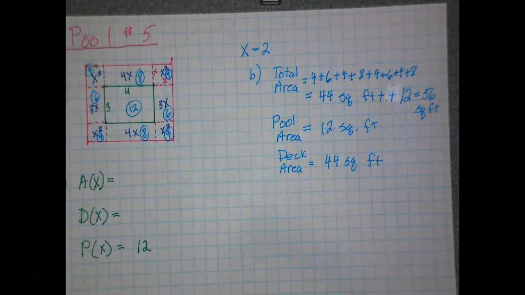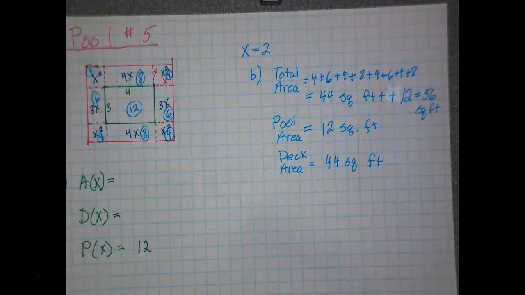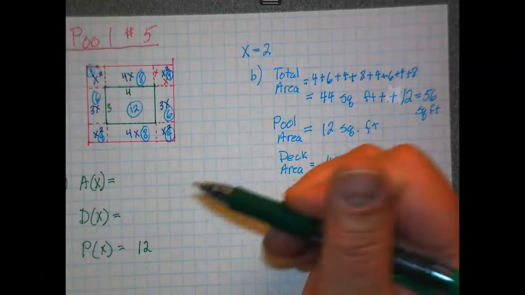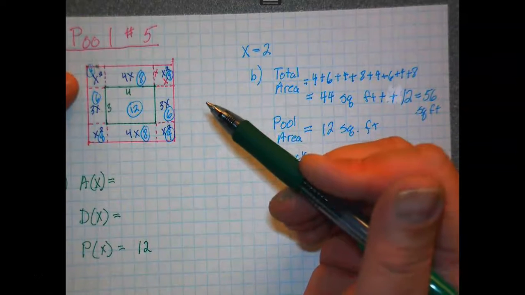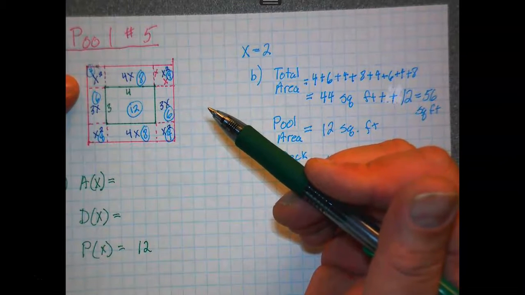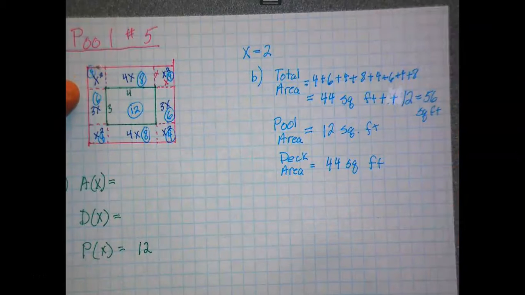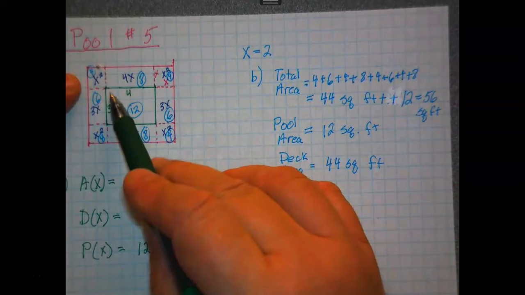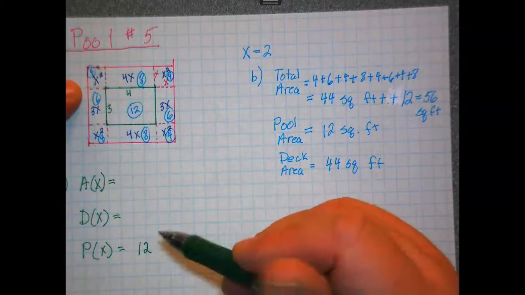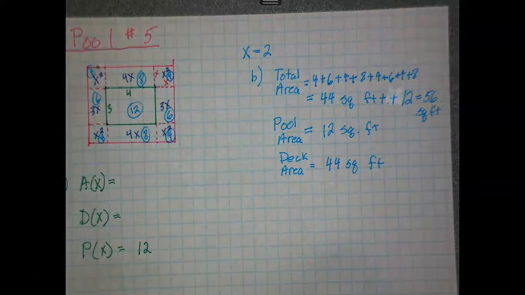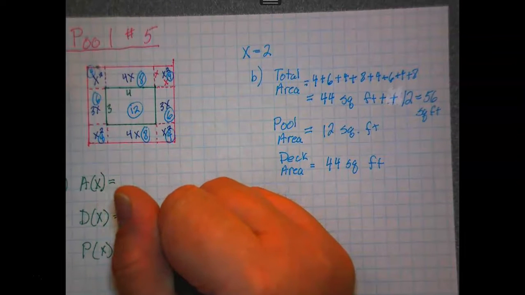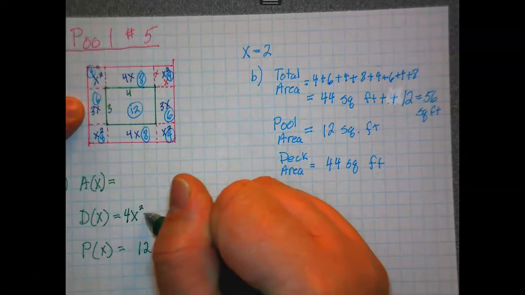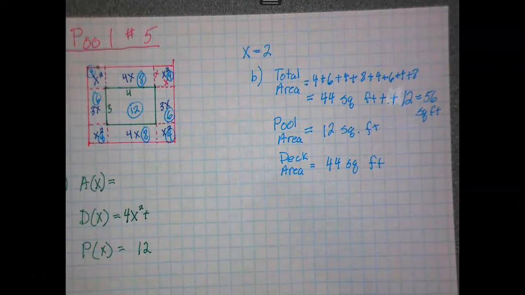And what's the deck area in terms of X? Help them out, guys. How did we find the area of the deck? No, not the corners. Well, we did add the corners. How many corners do I have? So how many X for what? I have 4 of the X squares plus how many of the X's?